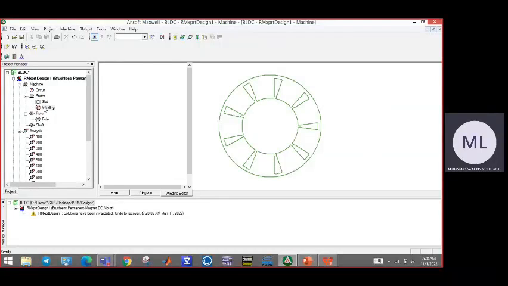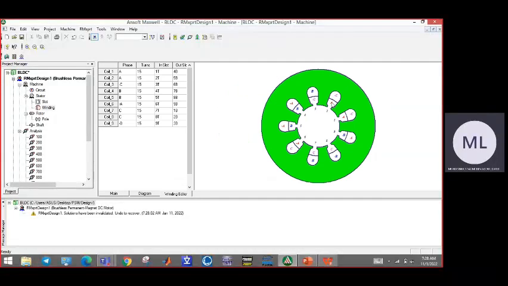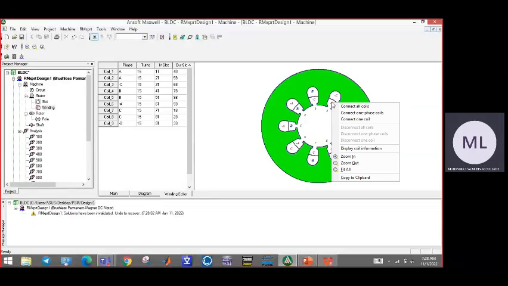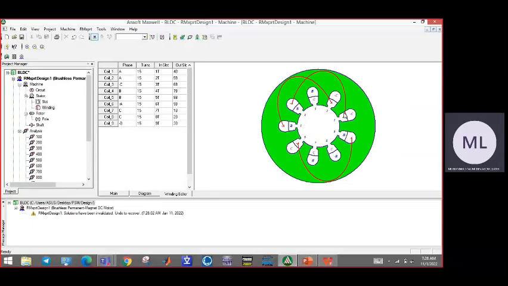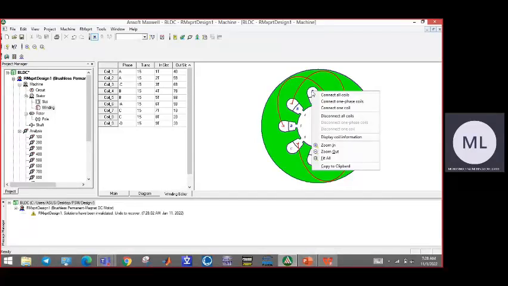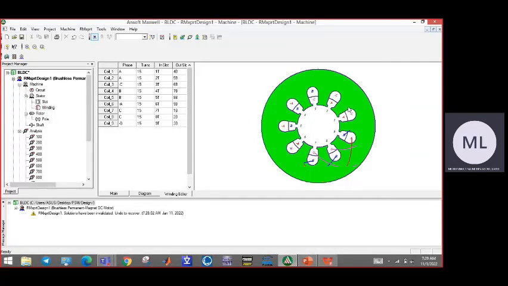For the winding, there is a 3-phase winding because I chose the wye circuit, 3-phase. This is the 1st-phase coil, the 2nd-phase coil, and the 3rd-phase coil.